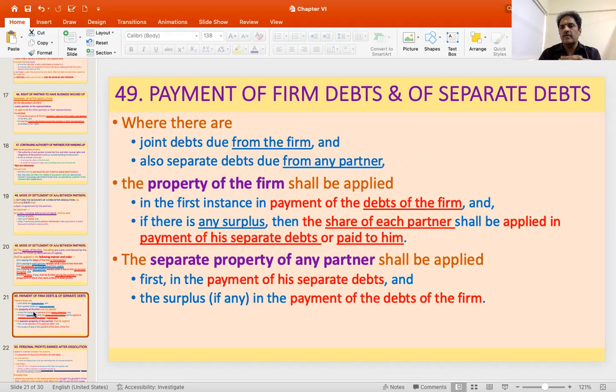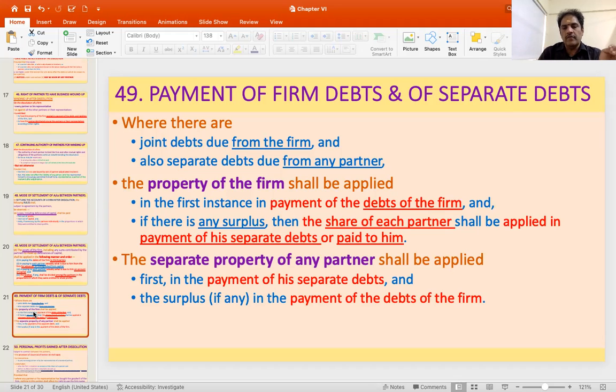What is the application of this property of the firm and the separate property of the partner in terms of these? So that is what is provided for in section 49. So where there are joint debts and separate debts, first, let us see what is done with the property of the firm.